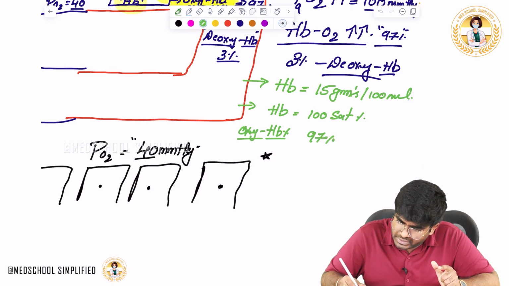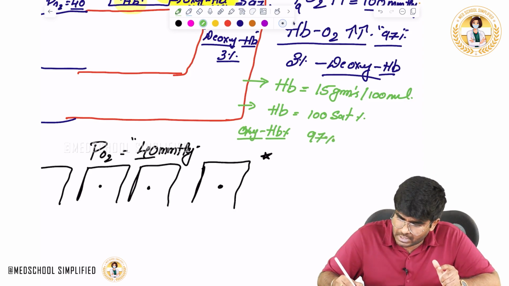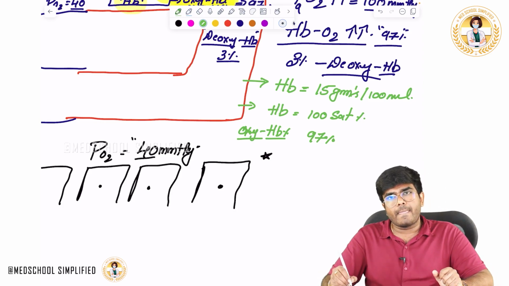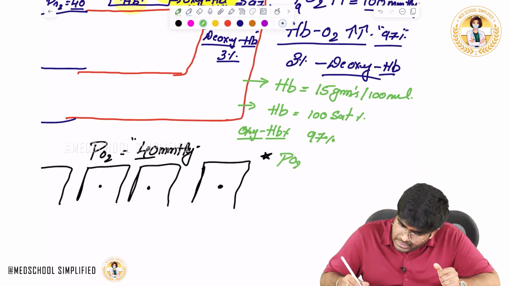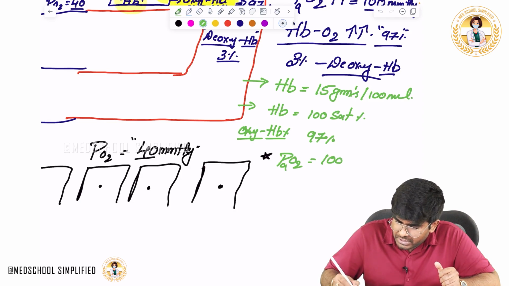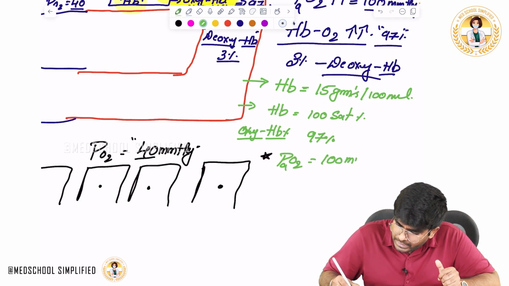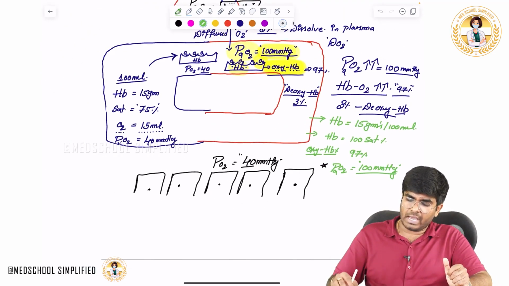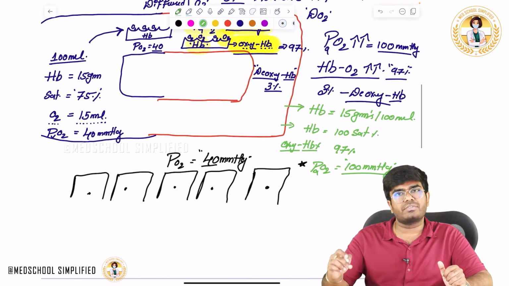97% of the hemoglobin is oxyhemoglobin. And what is the partial pressure of oxygen in the arterial blood? Partial pressure of oxygen is 100 mmHg. So these are the parameters which I want you to know in the arterial blood.